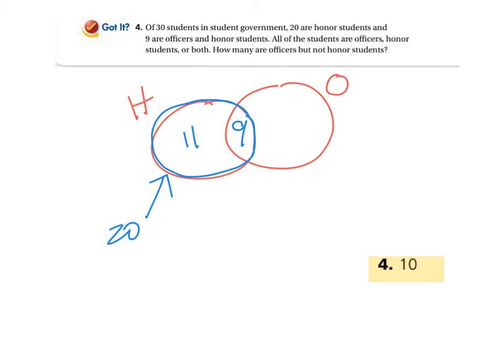Now it wants to know how many are officers but not honor students. Well, there's 20 here, right? And we have a total of 30, so that's going to leave us with 10 over here that are just officers. And add them up. Does that add up to 30? 9 plus 11 plus 10 is 30.